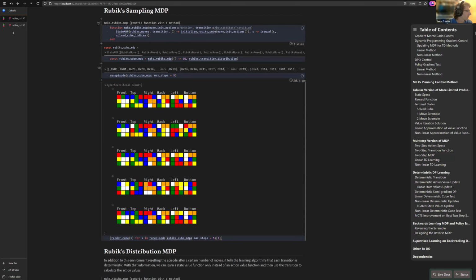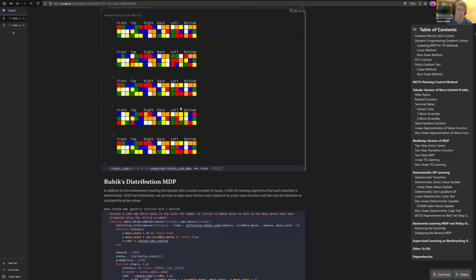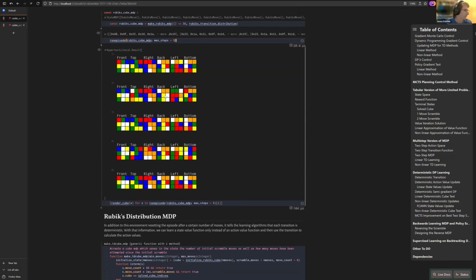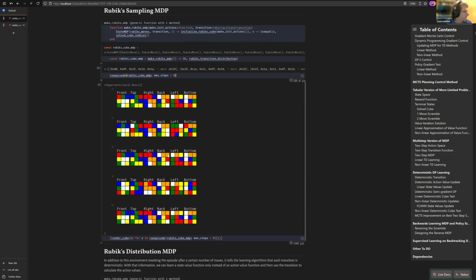So we can see this. I'm running an episode where we start with some amount of scramble and then we proceed. This is what it'll look like, where we get a sequence of these cubes, and here this is just the random policy manipulating the cube. Now I have cut this off here.